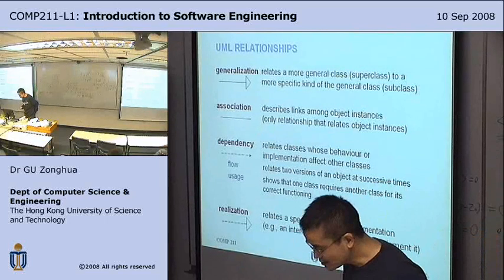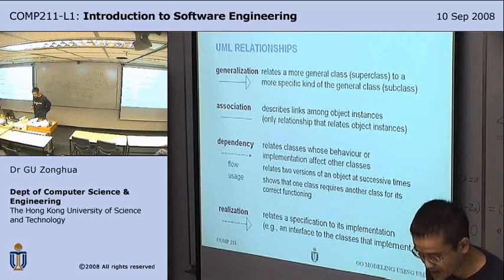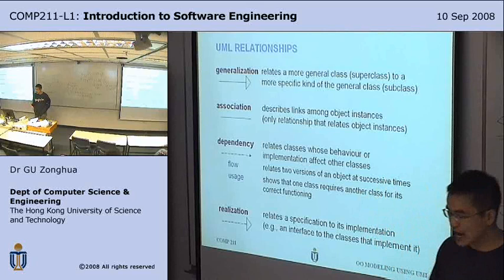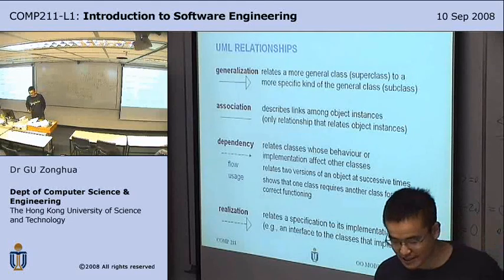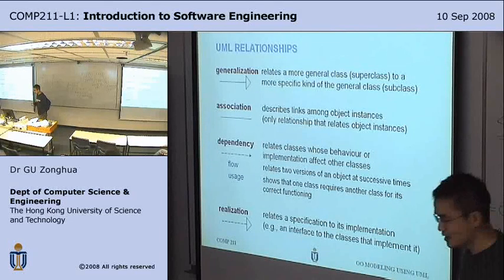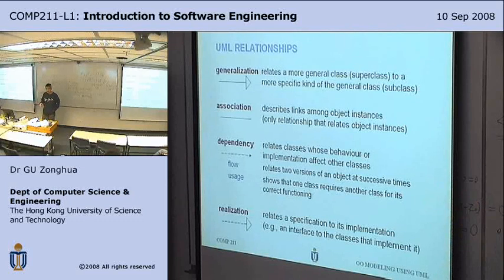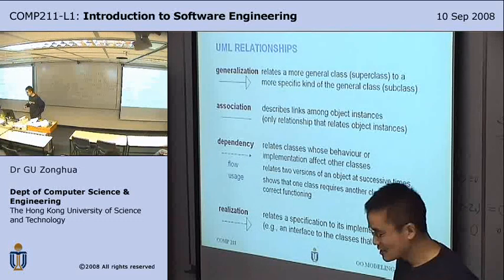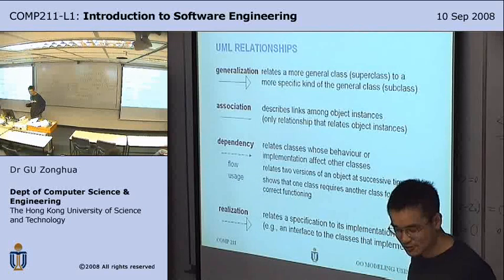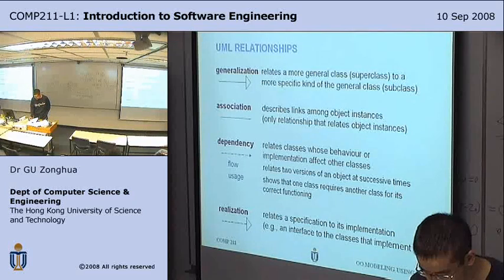So realization relates a specification to its implementation. That is, you may have an abstract class with no implementation. All the methods are pure virtual methods. You just have an interface, and then you have a more concrete implementation class with all the method bodies. Then you can have a realization relationship between these two classes.